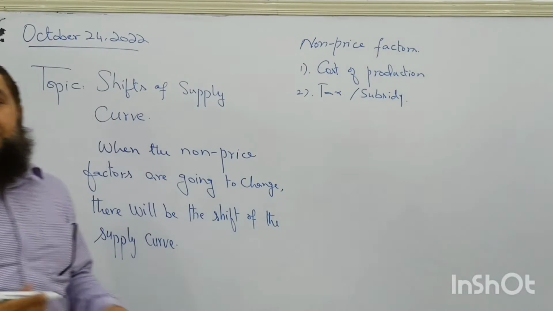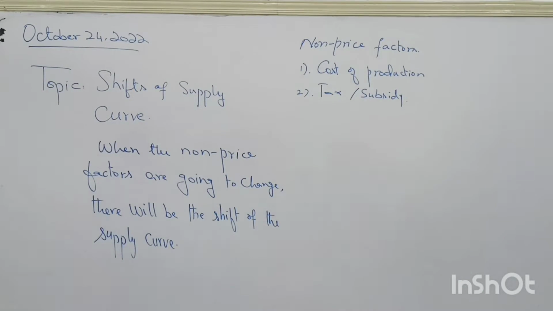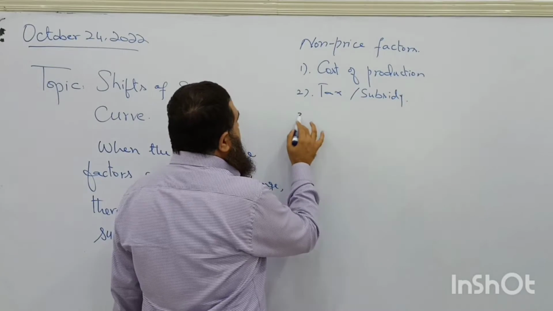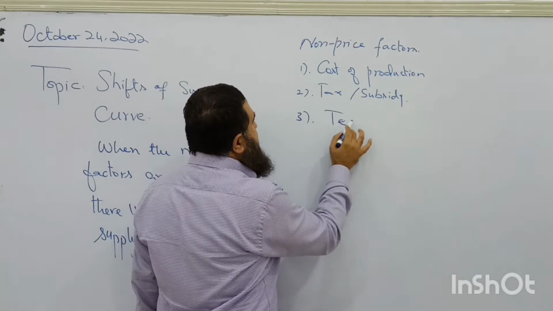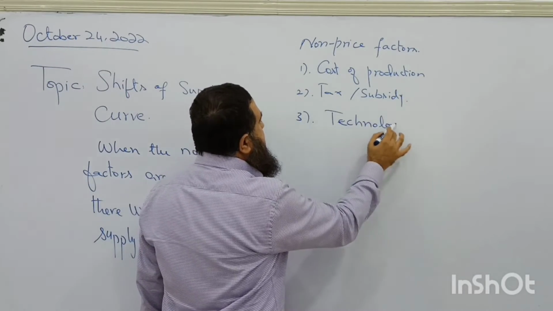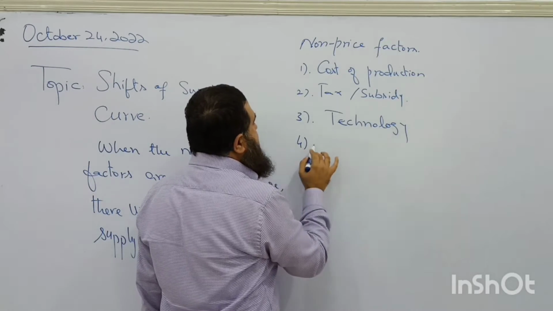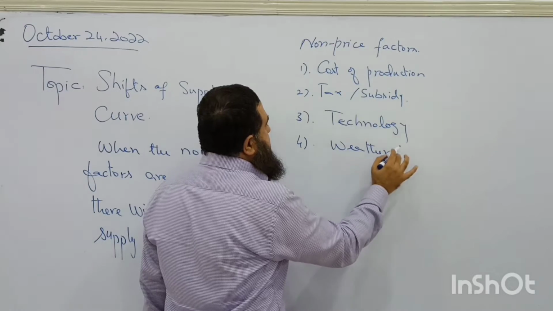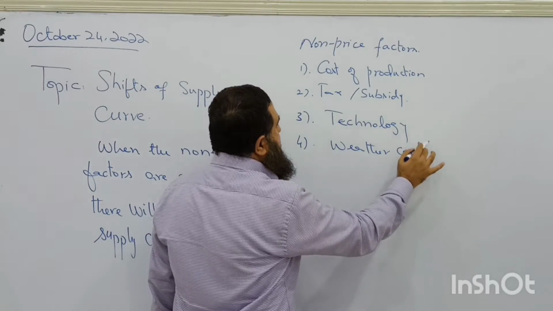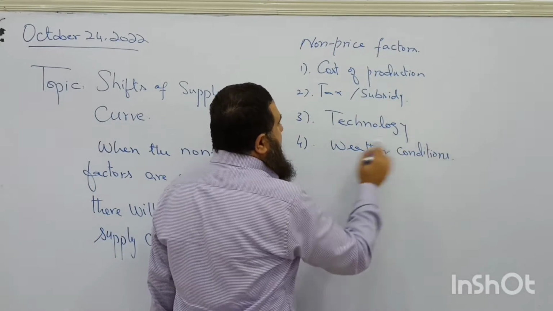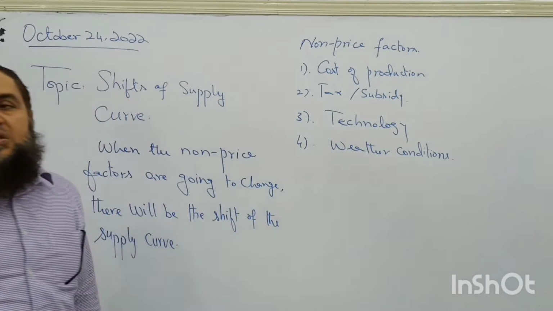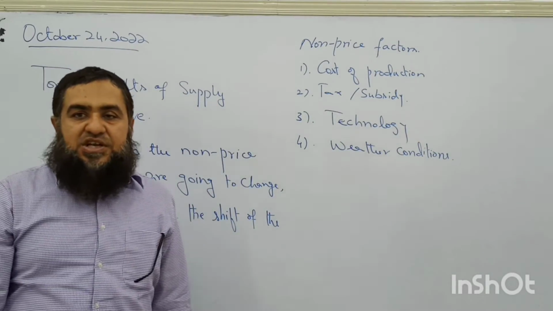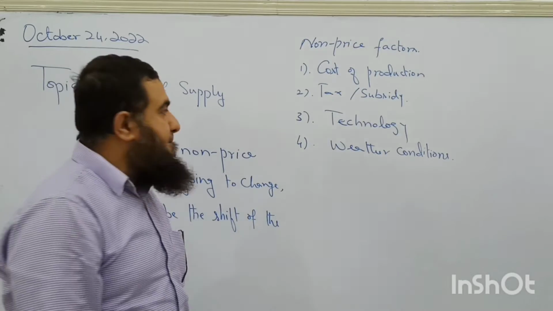Tax is imposed on the production of a good, whereas opposite to the tax is the subsidy which is provided by the government. The third one can be technology. The fourth one is called weather conditions. Climatic change will also change the supply of agricultural products which are weather dependent.